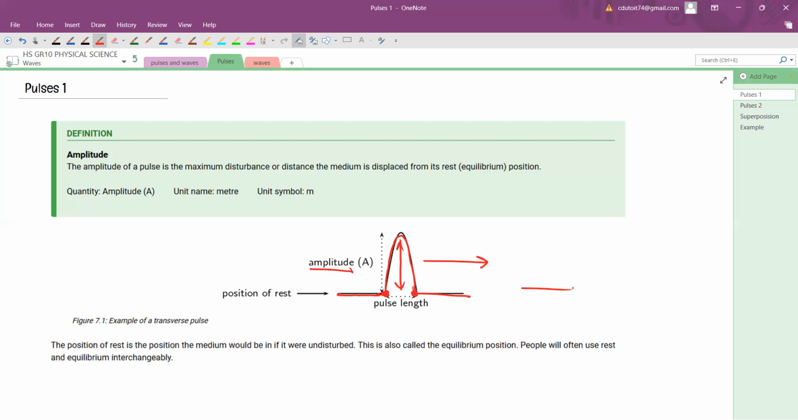So if you've got a pulse there, it goes up. That distance is the pulse length, and that part there is called amplitude. Right, that's not very difficult. And it's all in meters. You're not allowed to use any other unit. You use meter.